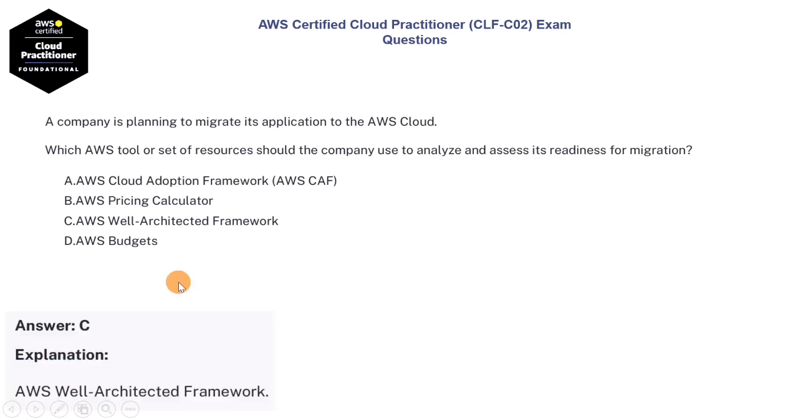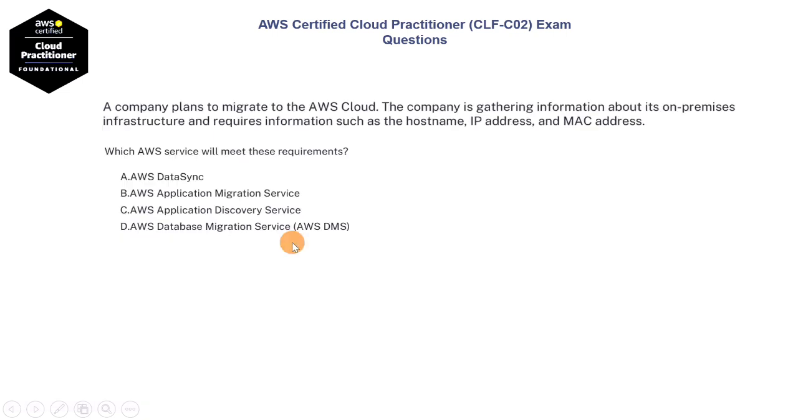The correct answer is option C, AWS Well-Architected Framework. Next question. A company plans to migrate to the AWS cloud. The company is gathering information about its on-premises infrastructure and requires information such as the host name, IP address, and MAC address. Which AWS service will meet these requirements?